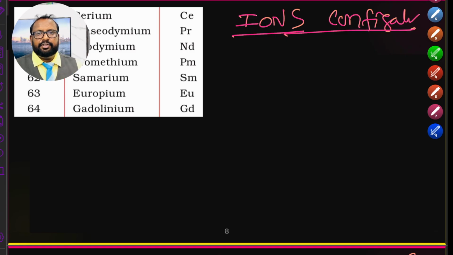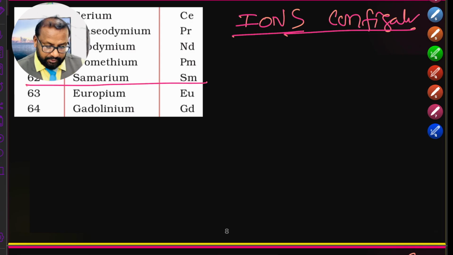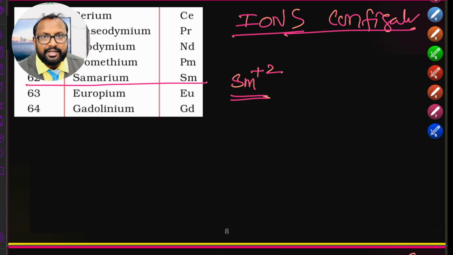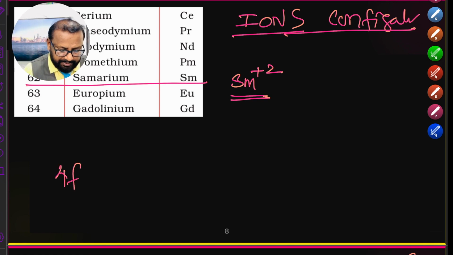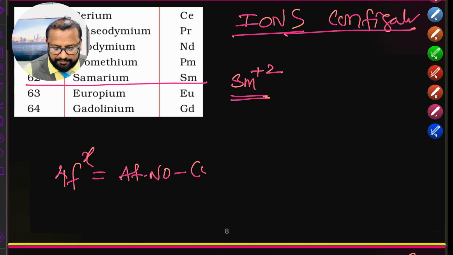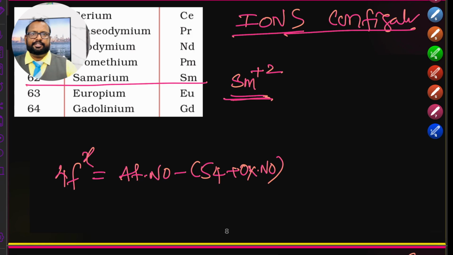Let us see the configurations of ions. Let us take any element here, for example samarium, Sm plus 2. I have to write the electron configuration of samarium plus 2. My formula is f to the power x equals atomic number minus 54 plus oxidation number for the ion. For an ion there is no exception. If an ion is asked, it is the easiest way to solve it.